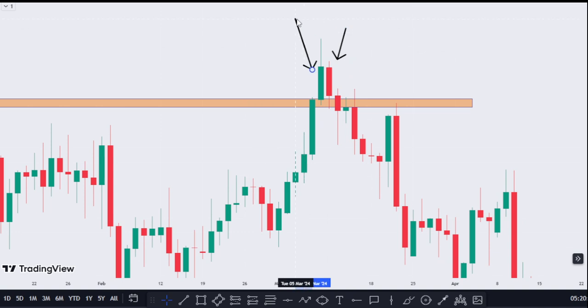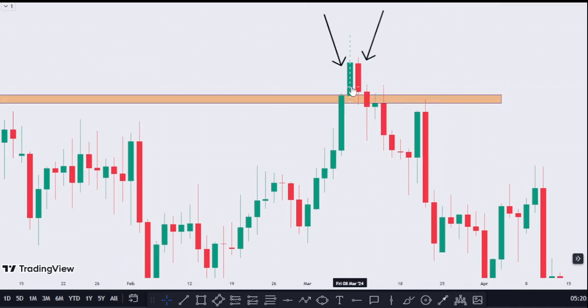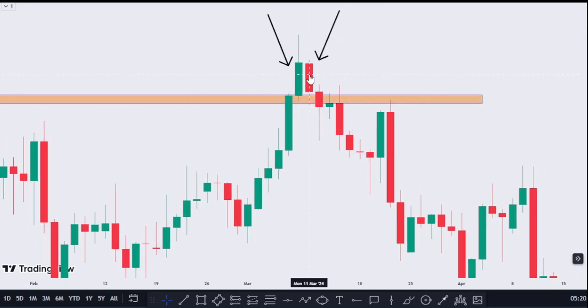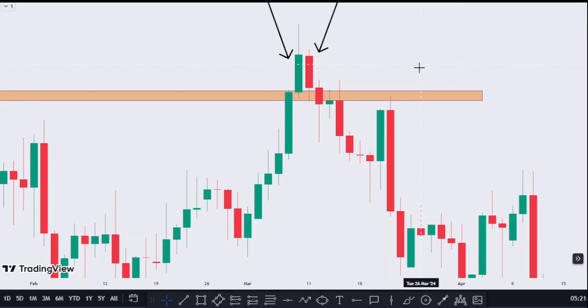Now look at the tweezer top here, right? Remember the bullish candlestick closed on Friday, then the next bearish candlestick closed on Monday, right? Then on Tuesday, skip the market, don't trade. Come to the market on Wednesday and pay attention to the reaction of the price action at the point of interest where you want to buy, right?